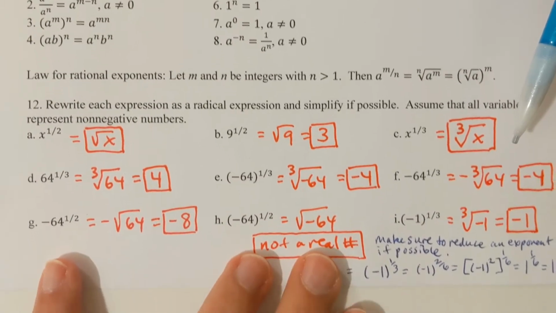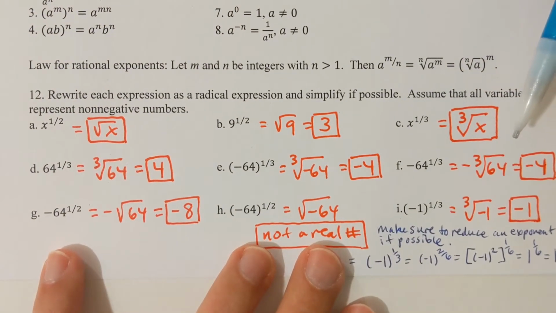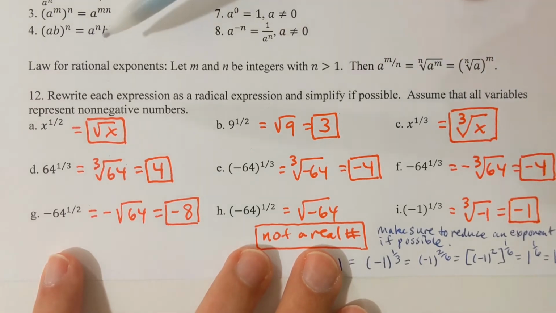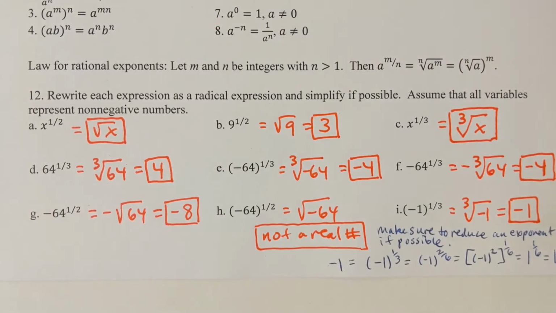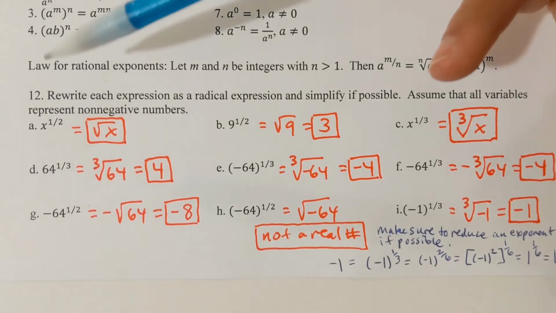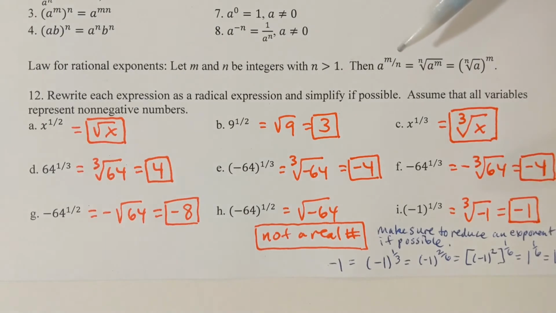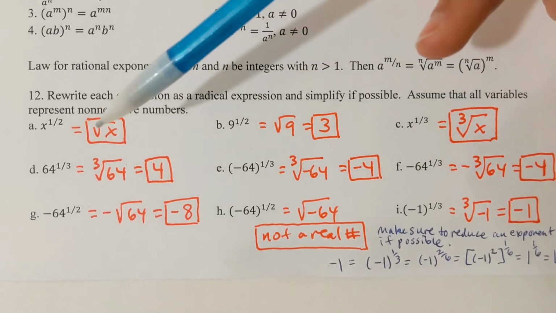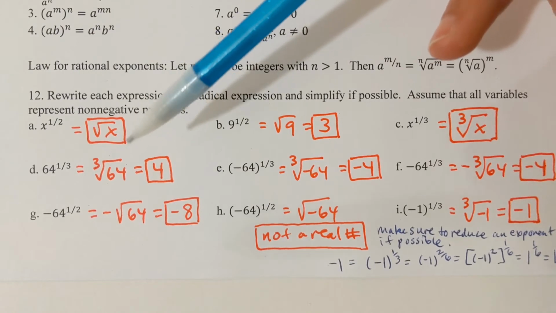But all right, so let's get some practice using the law for rational exponents, and with some of these other ones mixed in. Problem 12, we want to rewrite each expression as a radical expression and then simplify if possible. Assume that all variables represent non-negative numbers. Okay, so x to the 1/2 means that m is 1 and n is 2. Now, an index of 2 means that you're working with a square root. So x to the 1/2 would be the square root of x to the first, or just the square root of x.